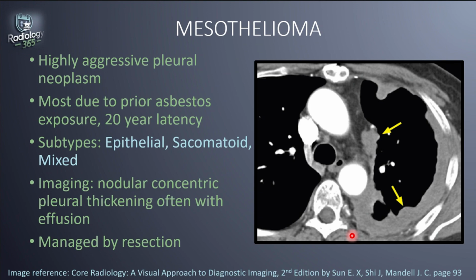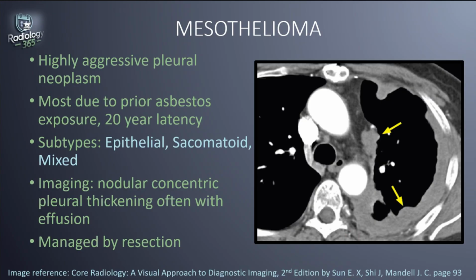Mesothelioma is a highly aggressive neoplasm arising from the pleura. Most cases are due to prior asbestos exposure with a latency of more than 20 years. The epithelial subtype is more common and it has a slightly better prognosis. The sarcomatoid and the mixed subtypes of mesothelioma are more aggressive.